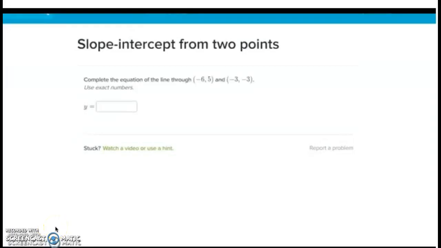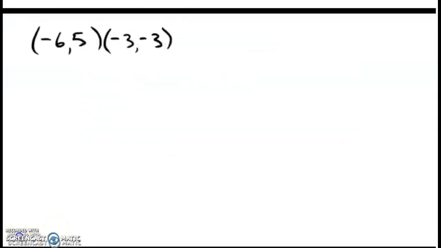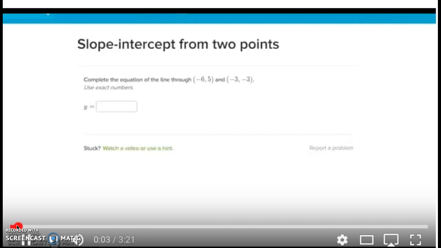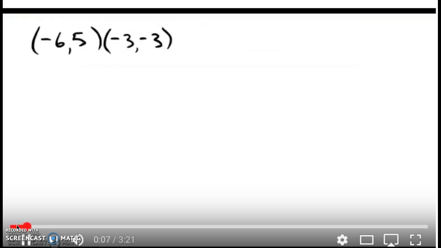Okay, sometimes you have to find the equation of a line that goes through 2 points in slope-intercept form. So here we're trying to find one that goes through (-6, 5) and (-3, 3). So the first thing we need to do, I'm going to write the generic equation in slope-intercept form.